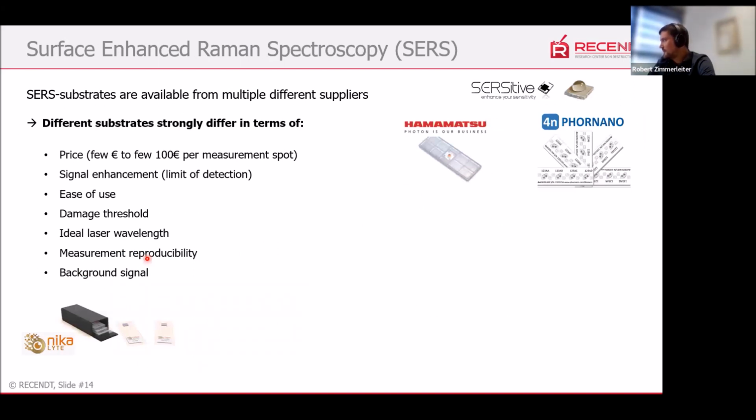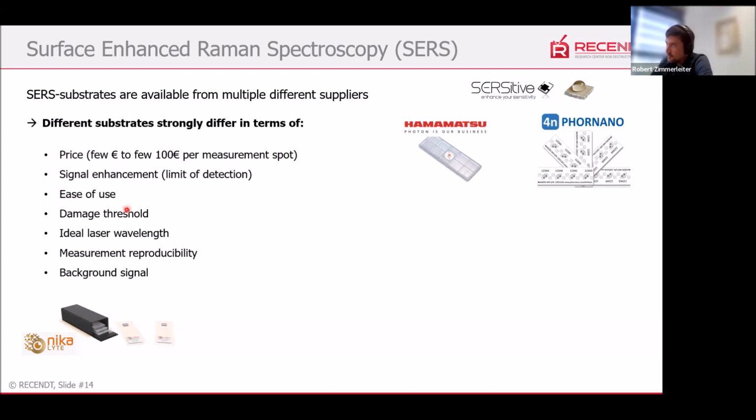So after the liquid SERS examples, I want to show something about SERS substrates. So nowadays, SERS substrates are available from multiple different suppliers, but they vary very strongly in terms of price. So you can have substrates that cost a few euros to a few €100 per measurement spot. So this is quite a big range that is covered. Also, the signal enhancement and thus the limit of detection for certain substances is very much different for the different substrates. Ease of use is another big point. So some of them are easier to handle and use than others.